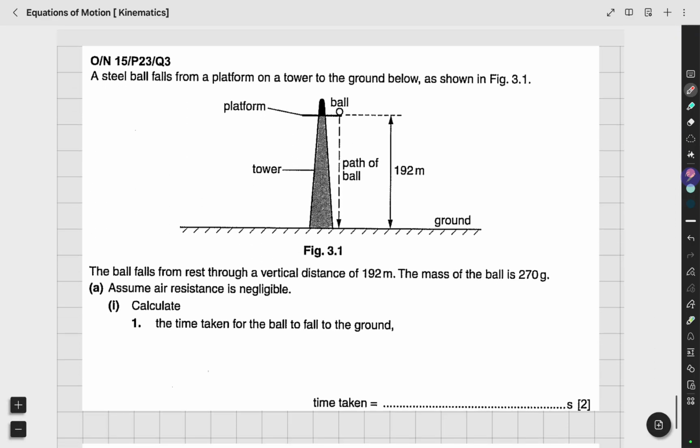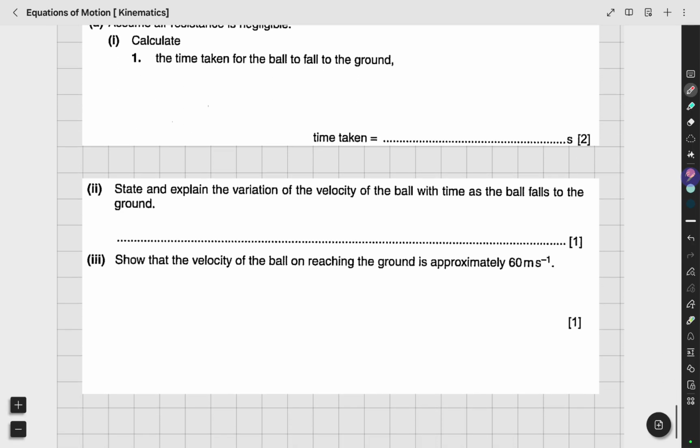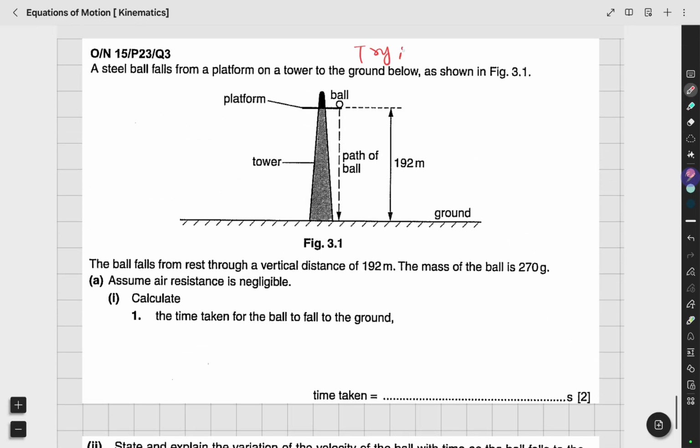This question you can do yourself. It's very easy. Just look at this question and try to solve it yourself.